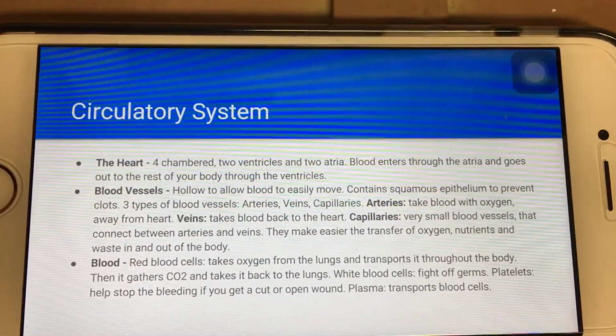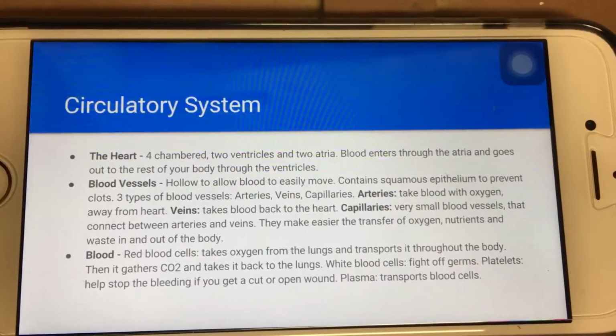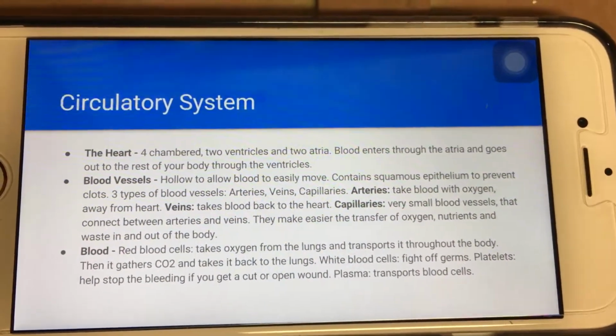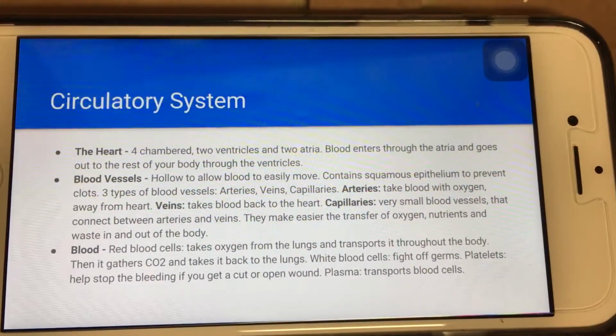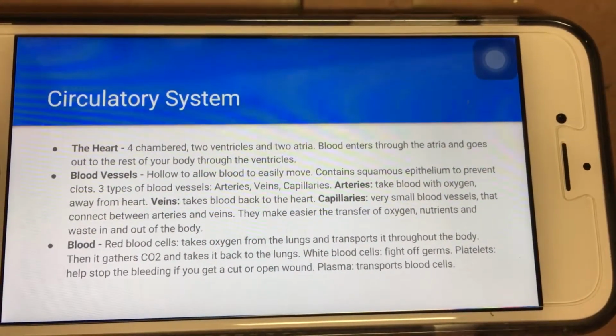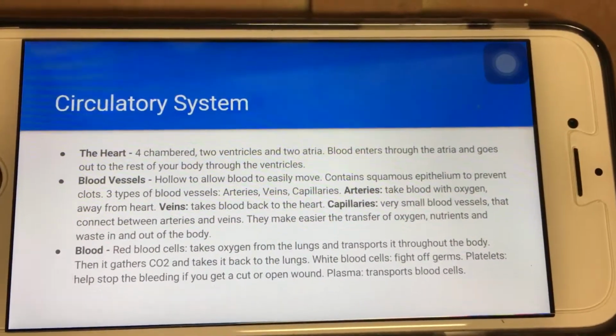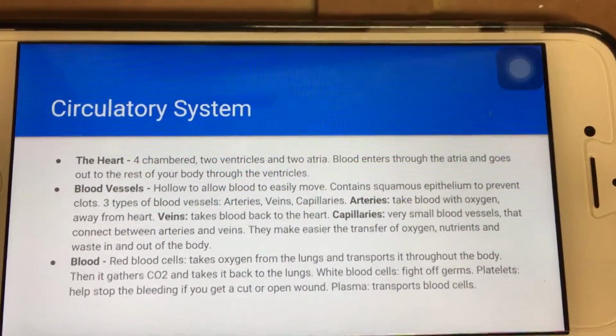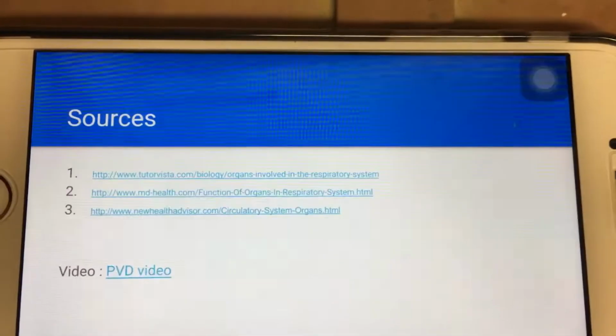Blood. Red blood cells take oxygen from the lungs and transport it throughout the body. Then they gather CO2 and take it back to the lungs. White blood cells fight off germs. Platelets help stop the bleeding if you get a cut or open wound. Plasma transports the blood cells.